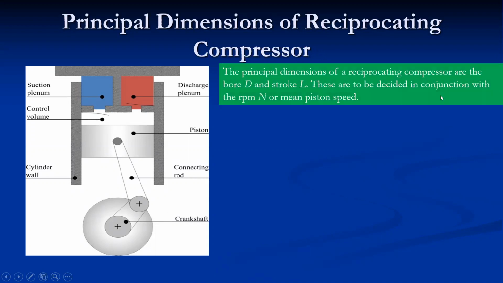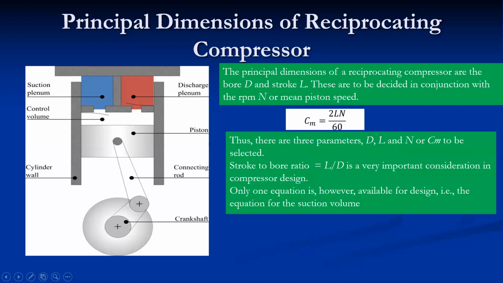The principal dimensions of reciprocating compressors are the bore D and stroke L, and these are to be decided in conjunction with the RPM, that is the rotational speed of the crankshaft, or the mean piston velocity, because the crankshaft is connected to the piston through the connecting rod. So either RPM or the mean piston speed, which is given by 2LN by 60. In one particular revolution the piston travels the distance twice, so this is L and again L, so 2L into N by 60. This is cm, the piston speed, in meters per second.